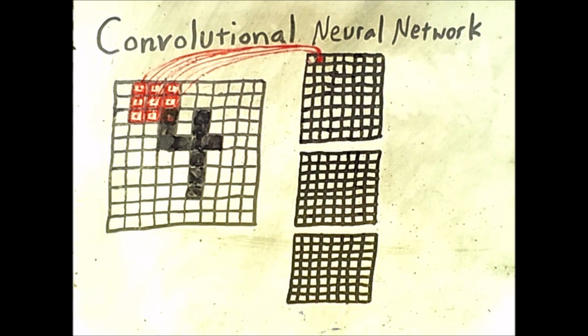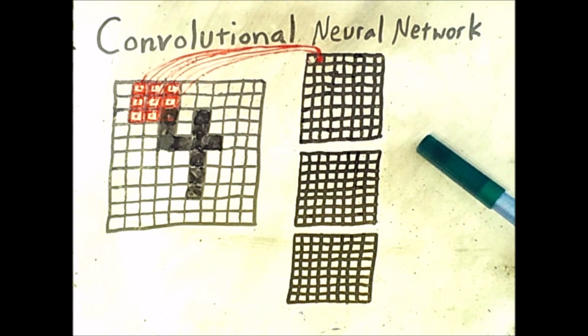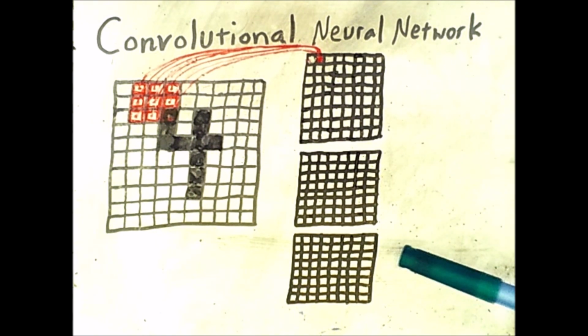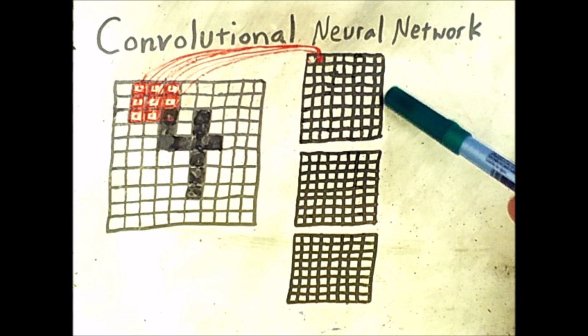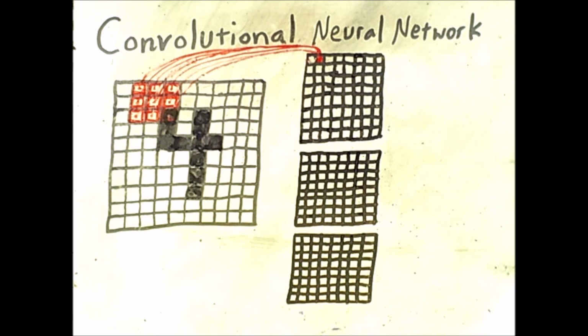However, we don't have only one group of neurons in the hidden layer. We will have several, and each one will be the same size, and we can think of these three separate squares of neurons as being stacked into a three-dimensional volume. Now, each of these squares corresponds to a different convolutional filter.